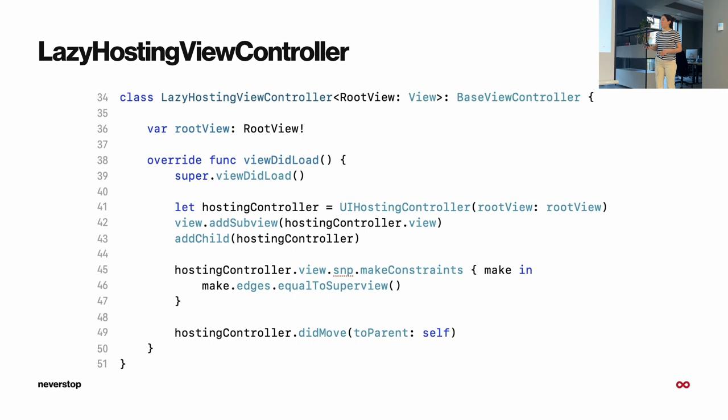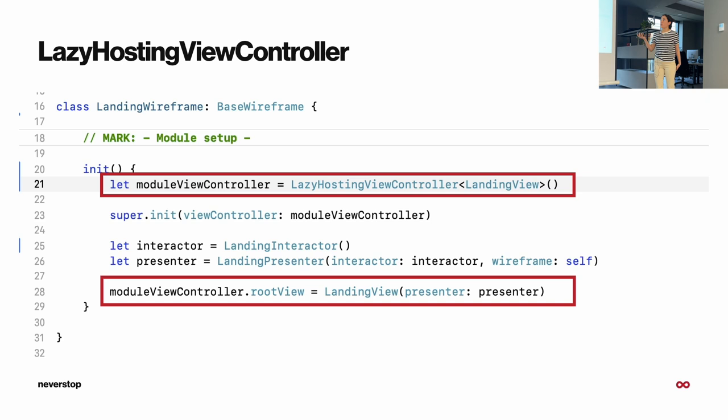The important part is that it's quite generic because we want to use it for every type of SwiftUI view that we create. The way it's used is also pretty simple. It's used in the wireframe. So in the initializer, we create a LazyHostingViewController and we set the type to be of the view we want. In this situation it's LandingView, since we're in the landing wireframe. Then to that module view controller, we set its root view to be an instance of the landing view, and we also pass it a reference to the presenter.